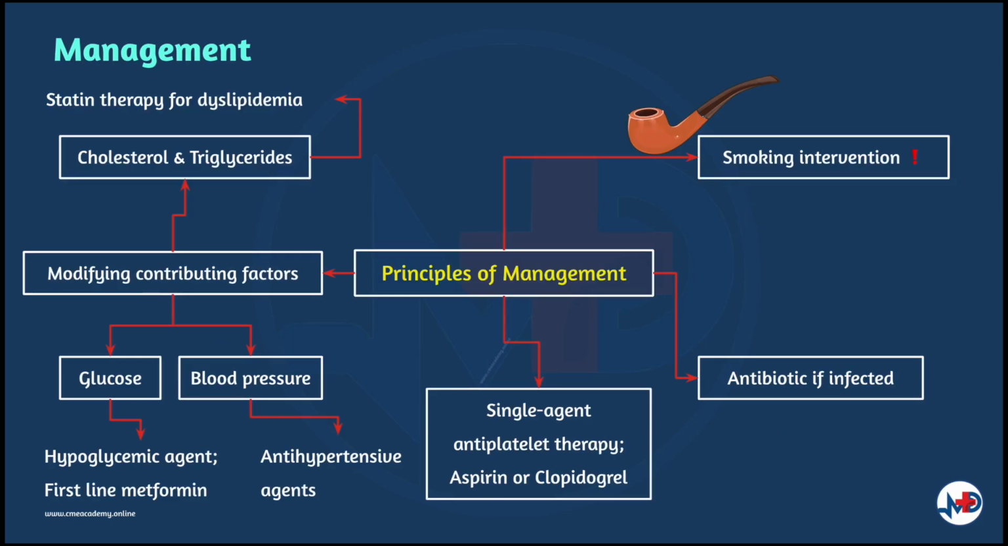Now let's discuss the management. The most essential management of arterial ulcers is modifying the contributing factors. Blood pressure, cholesterol, triglyceride, and glucose levels must be managed to prevent the worsening of an arterial ulcer. Smoking cessation is another important strategy.